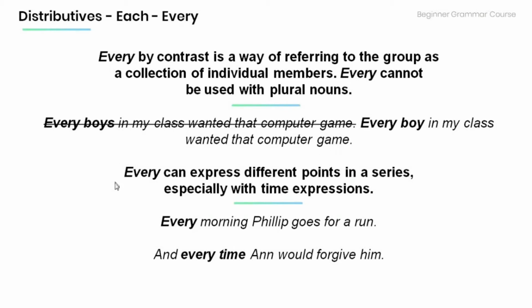Also, remember that every can express different points in a series, especially with time expressions. For example, in the sentence we have, every morning Philip goes for a run. Now in the sentence, the distributive every expresses a time expression, which is morning. And in the sentence, every time Anne would forgive him, the distributive every expresses the word time, which tells us about what Anne does every time in a series.